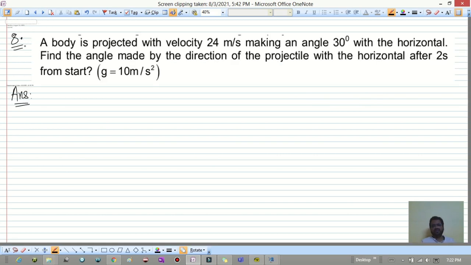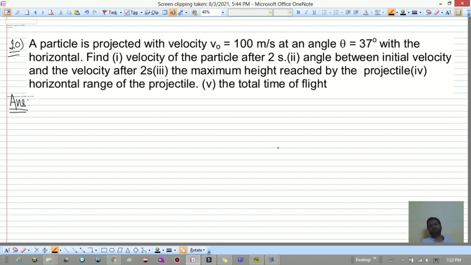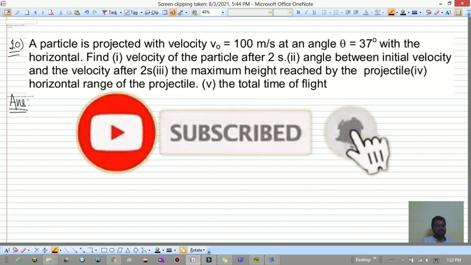Likewise, we have the 8th question. Try to attempt it, right? And if you get the answer, just comment your answer in the comment box. Likewise, the 9th question we have, and the 10th question we have. Try to solve these 4 questions. Whatever answer you got, you can comment in the comment box. If not, I'll solve these questions in the next video.